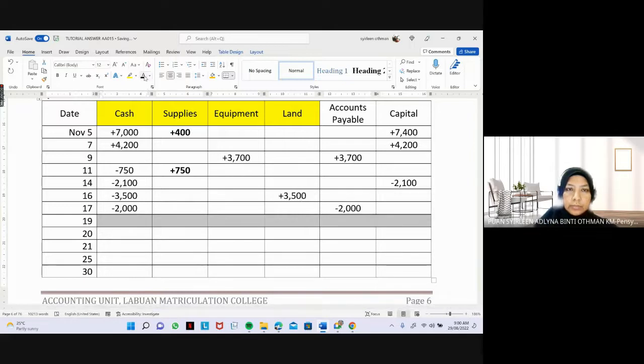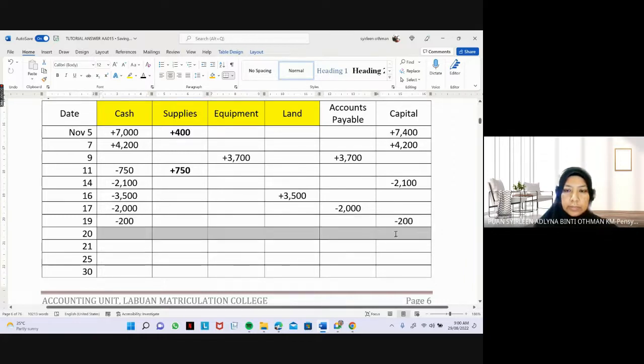So 300 for your supplies. All right. Sorry, number 19, it's paying utilities. That is 200. And number 20, you paid 300 for your supplies and 700 for your equipment. So dekat cash ni akan minus 1,000 ya. Sebab 300 you are actually paying for your supplies and 700 you are actually paying for your equipments. So the total payment is 1,000 ringgit. That's why kita nampak dekat column cash tu, you deducted 1,000 ringgit.